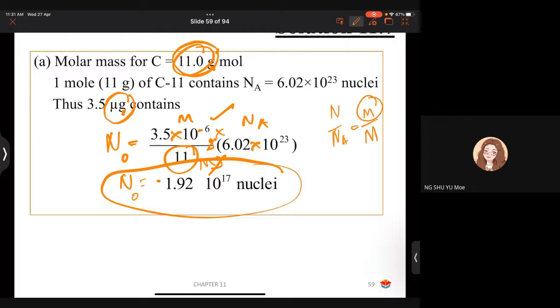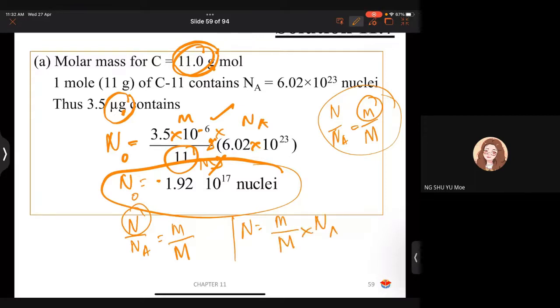Dia guna formula ini. Ini formula chemistry. N over Na sama dengan M over M besar. So you want to find N. So N sama dengan mass bahagi molar mass darab number Avogadro. The most crucial adalah yang ni lah. Sebab yang ini make sure unit dia gram baru boleh cancel. So that's why yang ini micro negatif 6 lah. So dia tukar negatif 6. Yang ini dia biar je gram, so cancel lah. Sebab you bukan tukar pada kg, you tukar dia masih gram lagi.